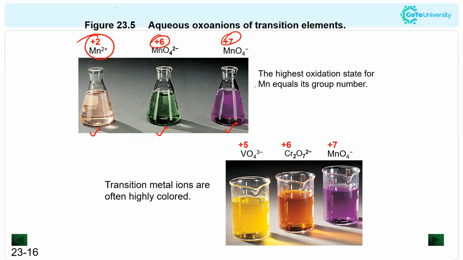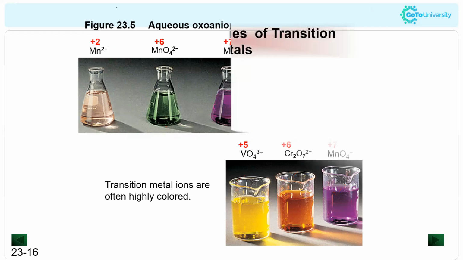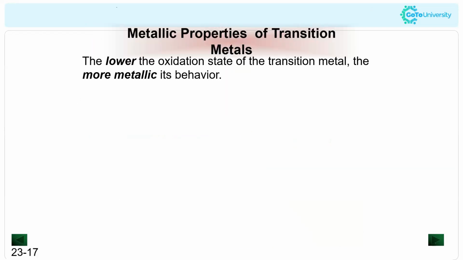Similarly, if you take some other compounds, oxides of vanadium: if vanadium is in plus 5, this is yellow color, plus 6, orange color, plus 7, purple color. So the transition metals can show different colors based on the oxidation state. So write down the colors and the oxidation states as well. Okay, hope you are done. So noted the points, right? Fine. Now, the metallic properties.